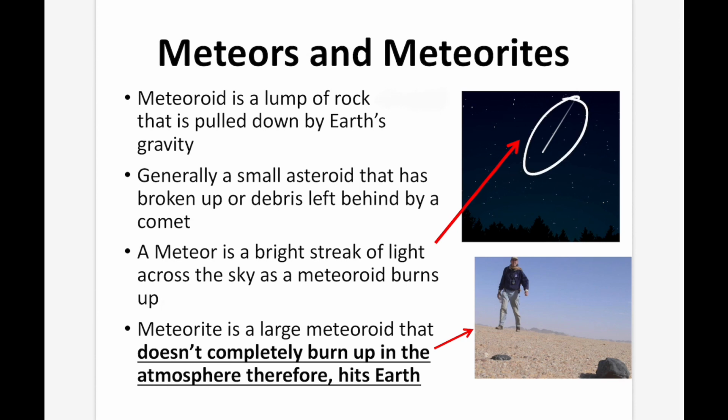Now, a meteorite is a large meteoroid that doesn't completely burn up in the atmosphere. So a meteorite is what's left over after a meteor has started to burn up in the atmosphere. So we're going to have our meteoroid. It's going to become a meteor as it burns up in the atmosphere, and that's going to become a meteorite as it impacts the ground.